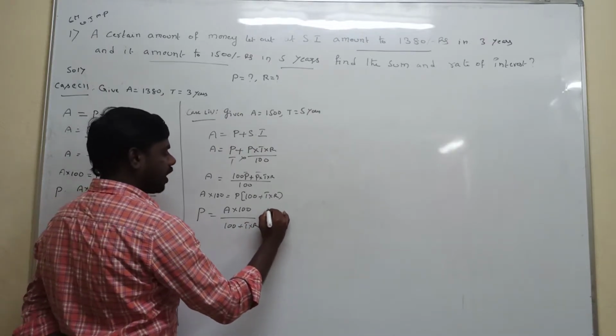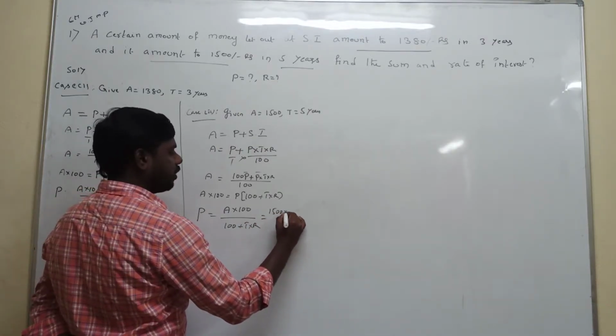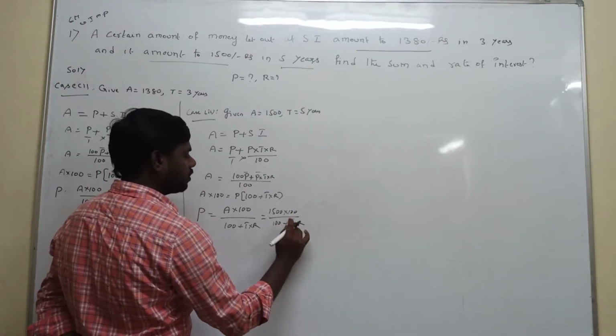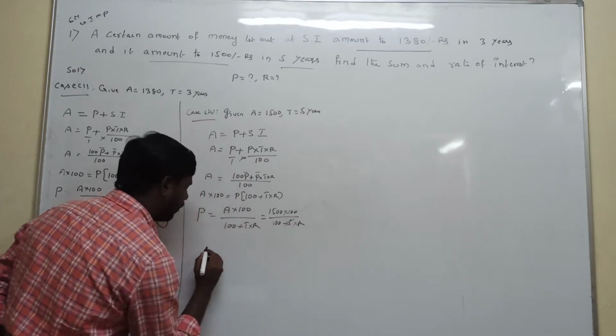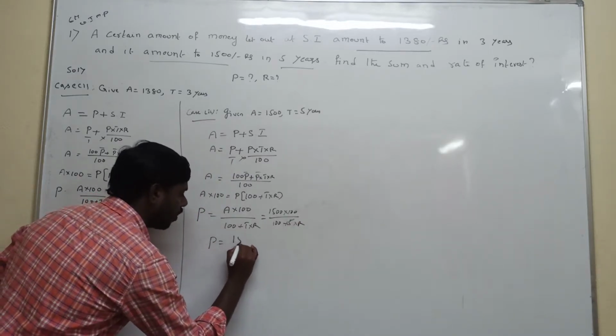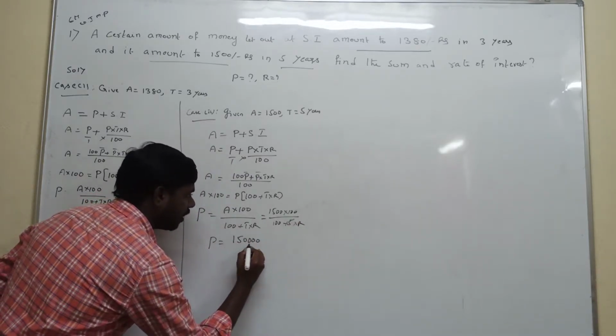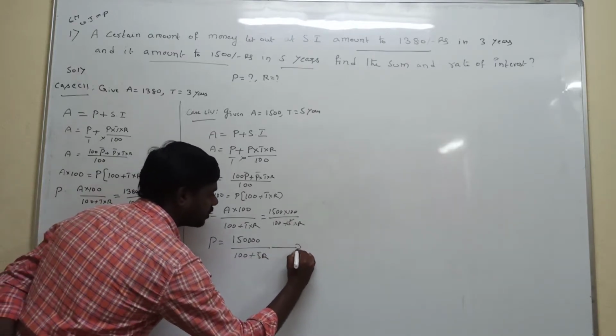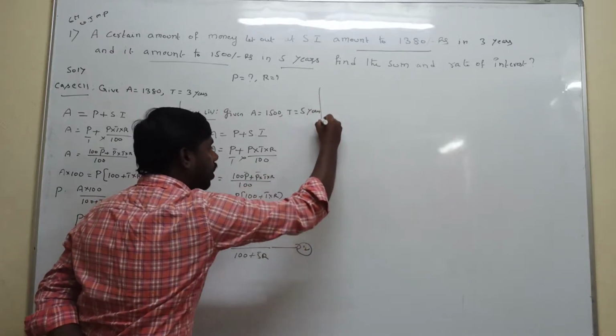So now substitute the values. A value is 1,500 into 100 divided by 100 plus the t value 5 into R, that is 5R. Finally, you get the P value equal to 1,50,000 divided by 100 plus 5R. Consider this equation number 2.